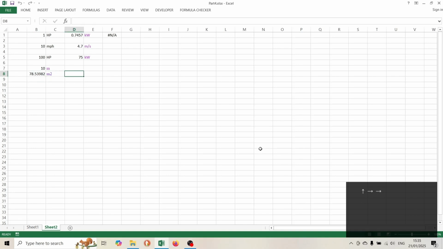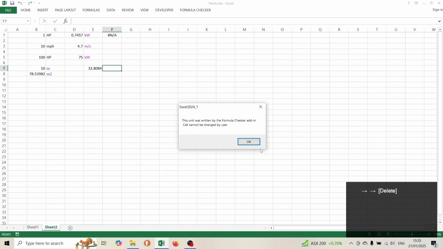This can be annoying sometimes if we want to, for instance, convert our meters into feet. If we put equals 10 divided by 0.3048, it puts in the unit meters because we've simply entered a constant and we've started with a unit in meters. And it won't let me delete this because it's protected by the formula checker.